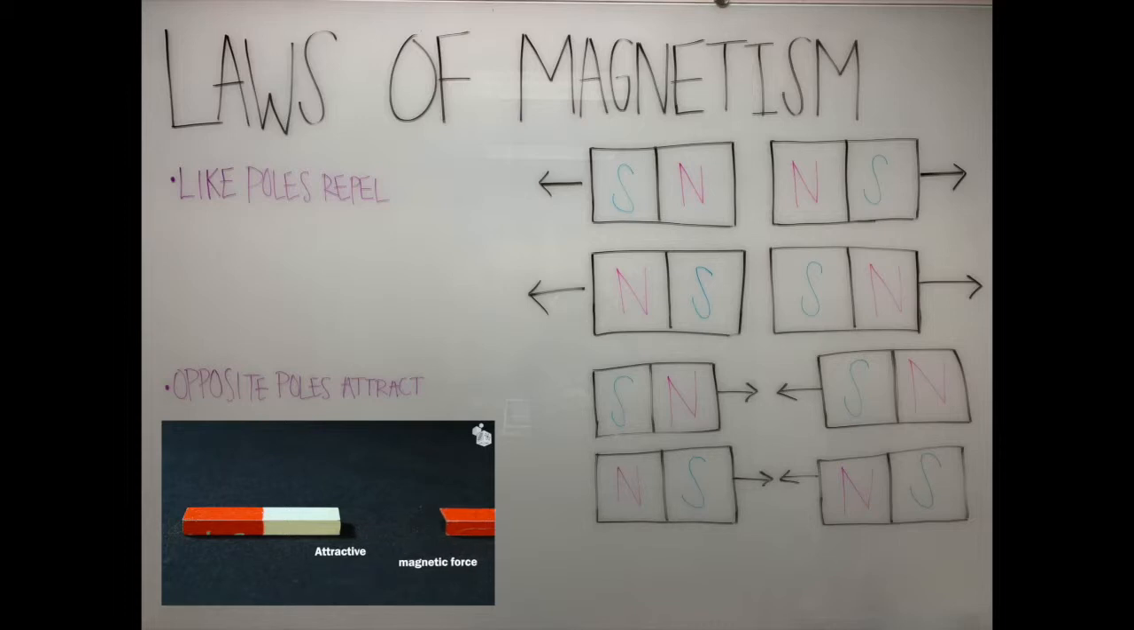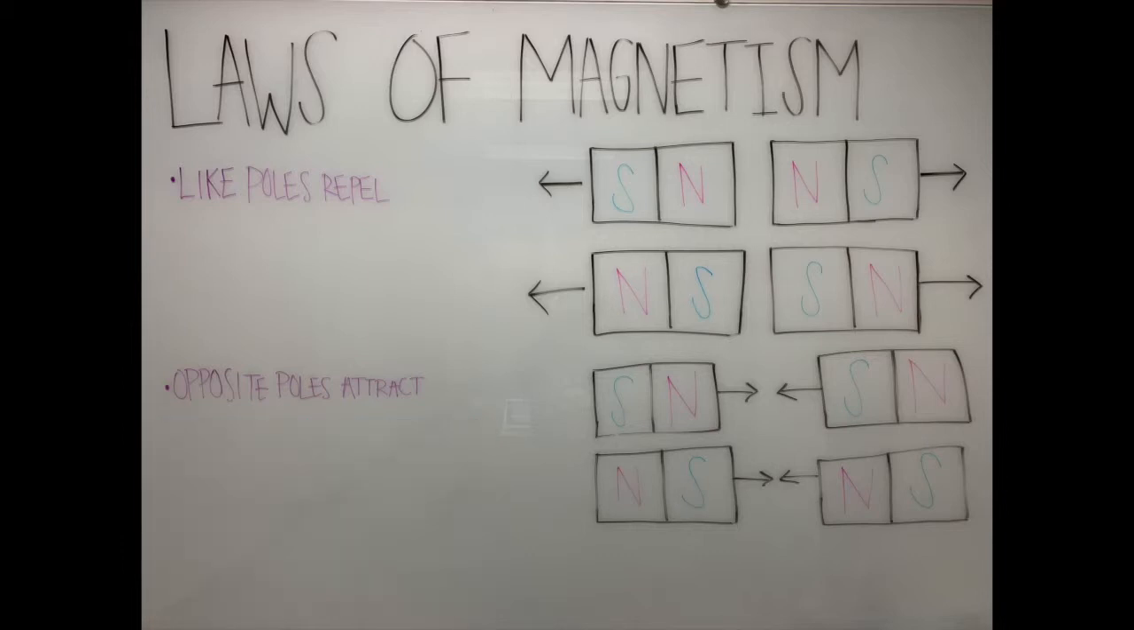The basic law of magnetism also states that opposite poles attract when they come into contact with each other. As you can see in the picture to the right, when the north pole of one magnet is brought near the south pole of another magnet, the magnets have an attractive force towards each other.